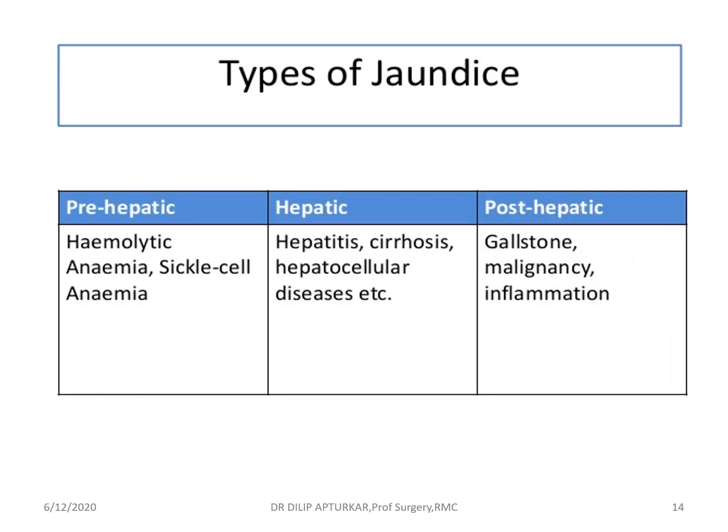Again, depending on causes, prehepatic is mostly hemolytic anemia, sickle cell anemia. In hepatic jaundice, it is due to hepatitis, cirrhosis or hepatocellular disease. Post-hepatic is due to obstruction because of gallstones, malignancy, or any inflammatory stricture or inflammation.